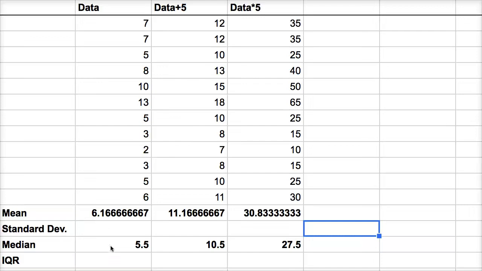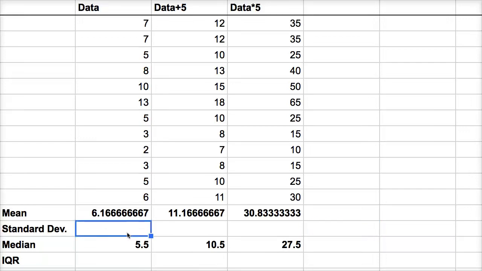So both of these measures of central tendency, if you shift all the data points or if you scale them up, you're going to similarly shift or scale up these measures of central tendency. Now let's think about these measures of spread. See if that's the same with these measures of spread.